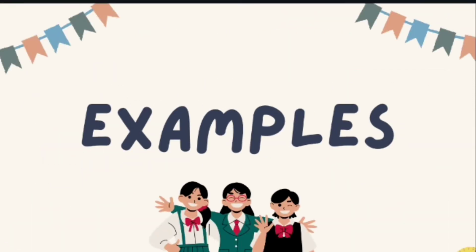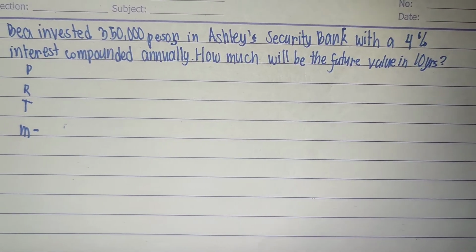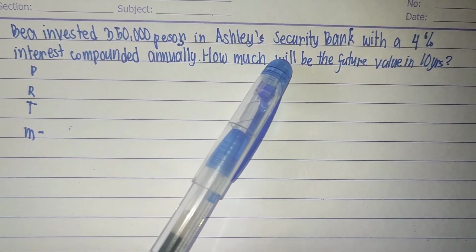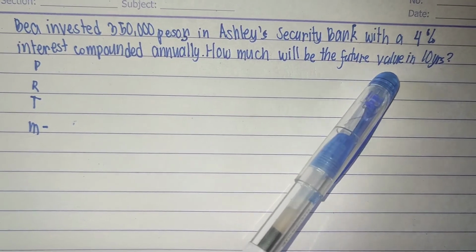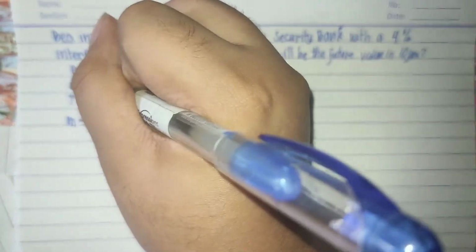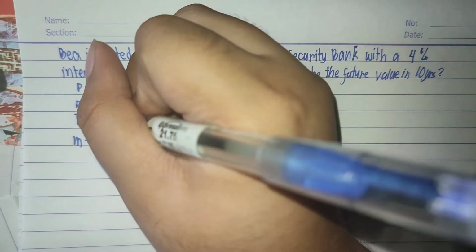Now, I am going to show you some examples for compound interest. So this is our first example for compound interest. Bea invested 350,000 pesos in Ashley Security Bank with a 4% interest compounded annually. How much will the future value be in 10 years? So, ang principal natin is 350,000. Ang rate natin ay 4% or 0.04. Ang time natin ay 10 years. So, magiging 10 tong time natin.